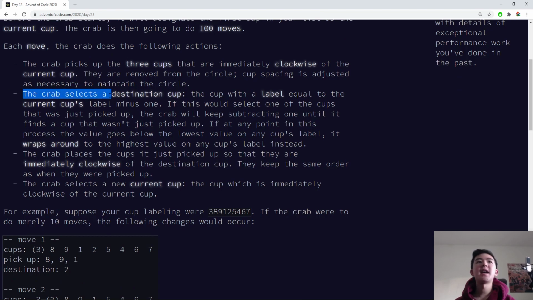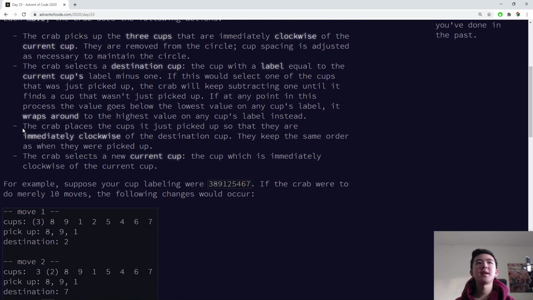The crab selects a destination cup: the cup with a label equal to the current cup's label minus 1. If this would select one of the cups that was just picked up, the crab will keep subtracting 1 until it finds a cup that wasn't just picked up. If at any point in this process the value goes below the lowest value on any cup's label, it wraps around to the highest value on any cup's label instead.